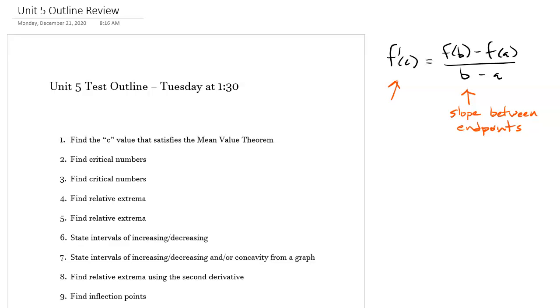Now, traditionally in the problem, you're going to be given an interval. And the interval will be like from A to B. They don't usually give you the endpoints. They usually just give you the A and the B value. So if they give you the A and the B value, you're going to have to find the endpoints. Oscar, what about you? How would I find those endpoints if we're given the A and the B?